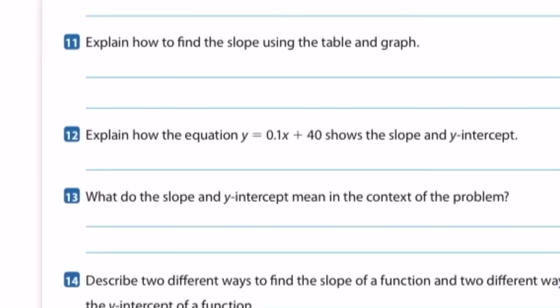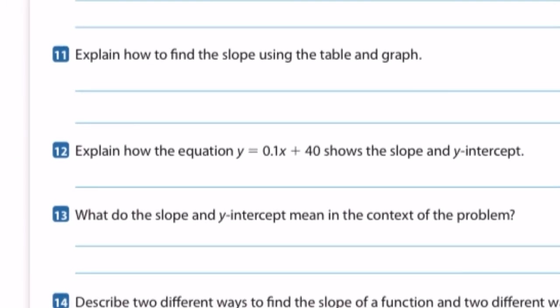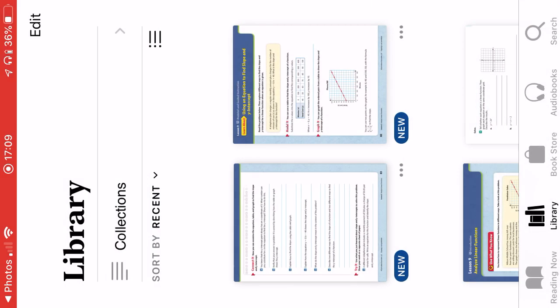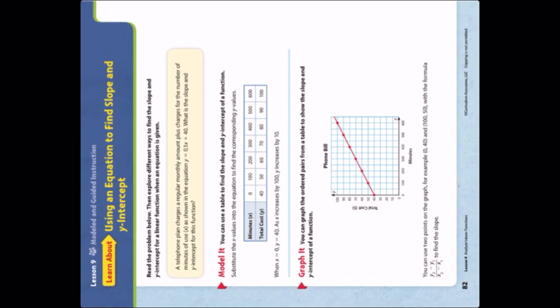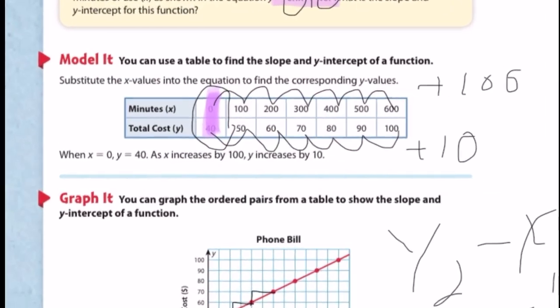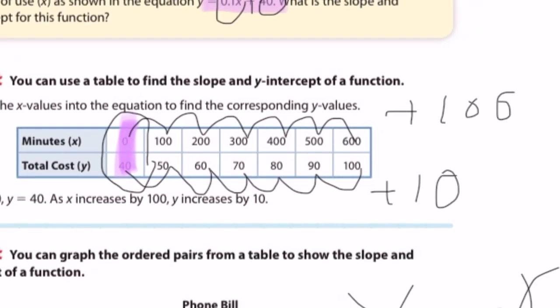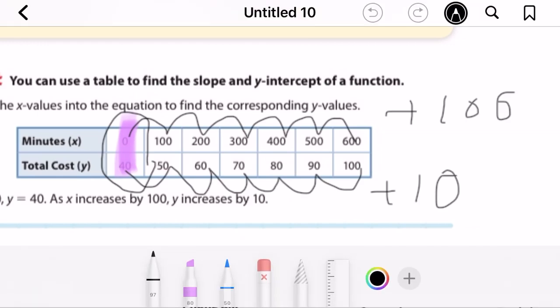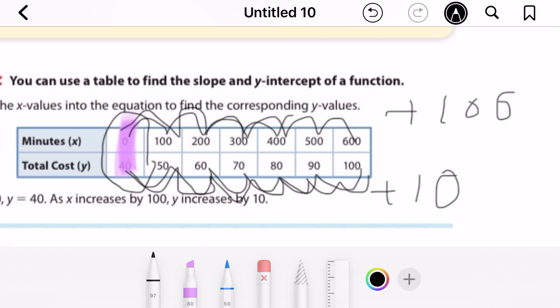Let's look at 11 now. Explain how to find the slope using a table or graph. So again, we've already done that on the previous page. I'm still going to go back to it and show you again. On this right here, we found the slope. If you recall, on the table right here, it's these change in y values. Each of these were going up by 10 each time. That was the plus 10 I wrote on the end. These were going up by 100. If you take 10 and divide it by 100, you get 0.1 or 1/10.